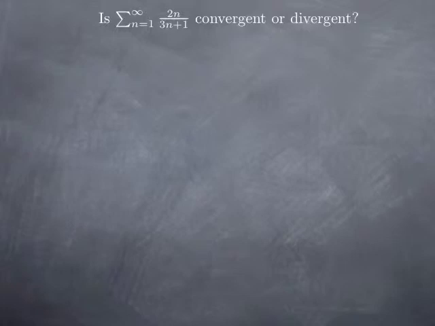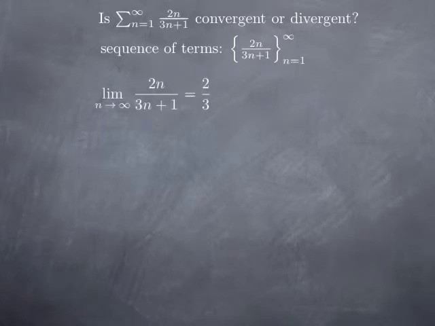So what kind of analysis can we make here? We have this sequence of terms, 2n over 3n plus 1, and we're going to add them together. The first observation here is that the sequence of terms itself is convergent. Of course, it's not the same question as whether the sum of these terms is convergent, but the sequence of terms itself is convergent and converges to the number 2/3.